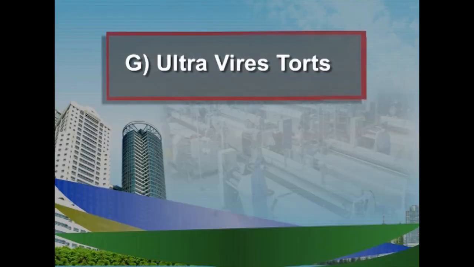G. Ultra vires torts. To make the company vicariously liable for the tortious acts of the employees of the company, the tort must be committed by the employee in the course of employment and not out of employment, otherwise the company is not liable.